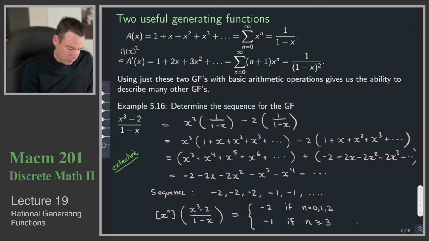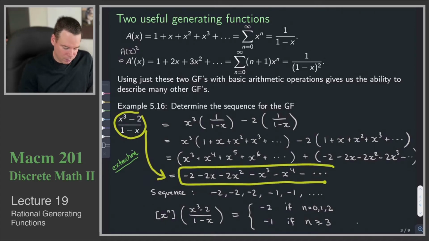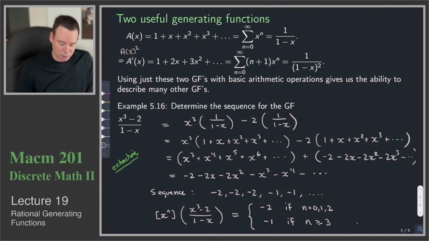What we've done, again, is we've taken this rational function. It's a generating function, but written in a compact form. So we've taken that generating function and expanded it out as a series so that we could see what the coefficients are. And then we've extracted those coefficients. Let's have a look at another example.